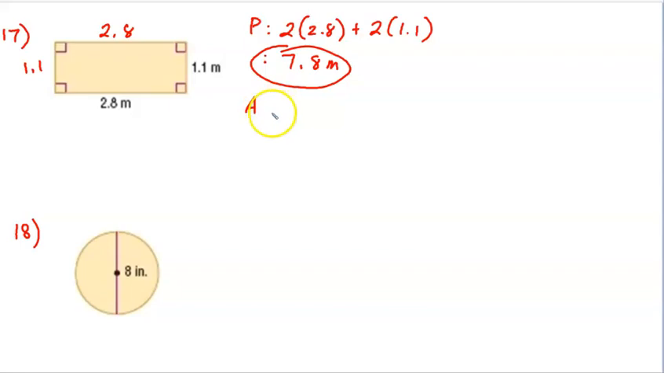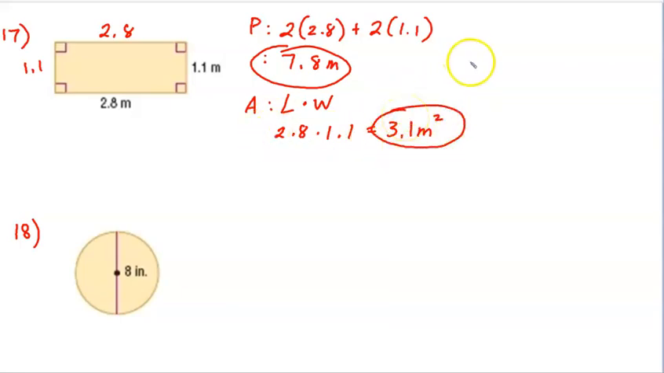And then the area of a rectangle is length times width. So that's going to be 2.8 times 1.1. And that is 3.08 in the calculator, but again, we're going to round to the nearest tenth, so it's going to be 3.1. And don't forget, area is always in square units. So the area in this case is going to be 3.1 meters squared, or square meters.